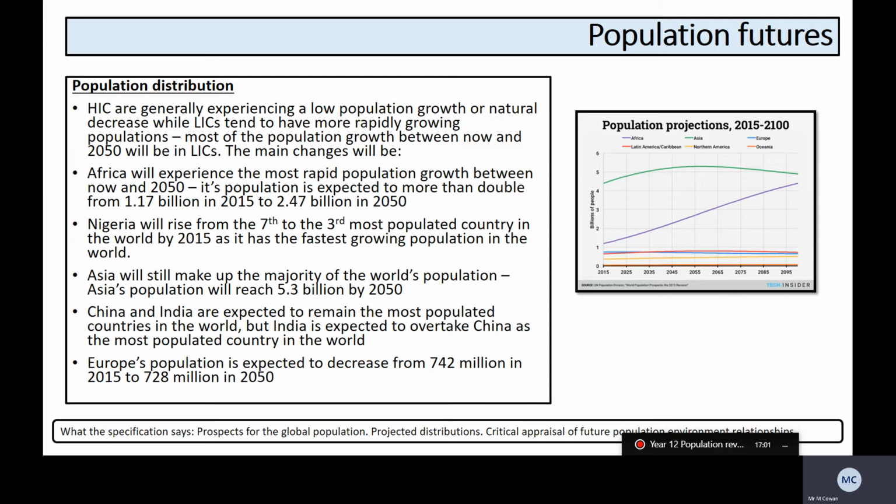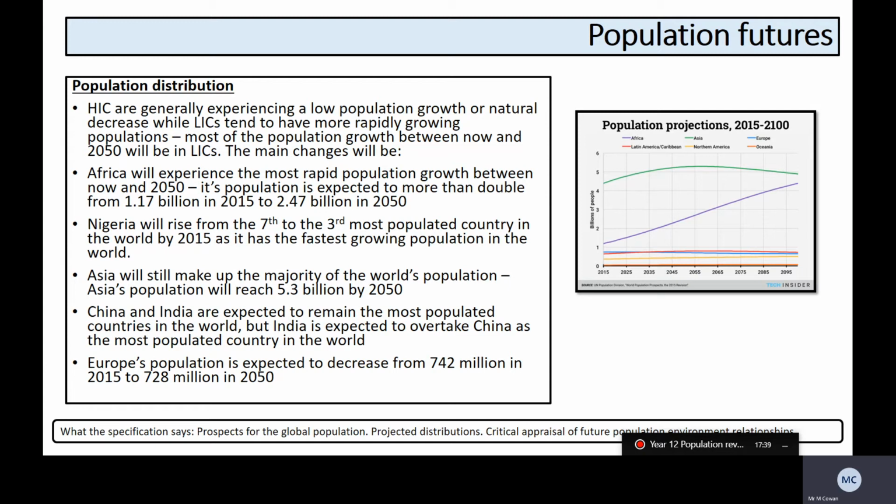Now, Africa will experience the most rapid population growth between now and 2050. Its population as a continent is expected to more than double to almost 2.5 billion by 2050. As I just mentioned on the previous slide, Nigeria will rise from 7th to the 3rd most populated country in the world. And Asia will make up the majority of the world's population. The population of Asia as a continent by 2050 will be 5.3 billion. China and India are expected to remain the most populated countries in the world, but India is expected to overtake China as the most populated country.